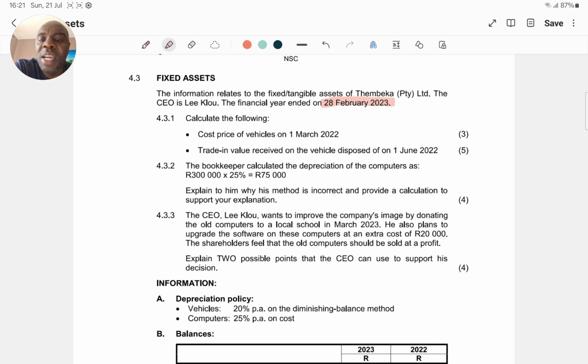4.31 bullet number 1, calculate the following: the cost price. So we are expected to calculate the cost price of vehicles on 1 March 2022, at the beginning of the year. Let's look at the information that the examiner has given us.